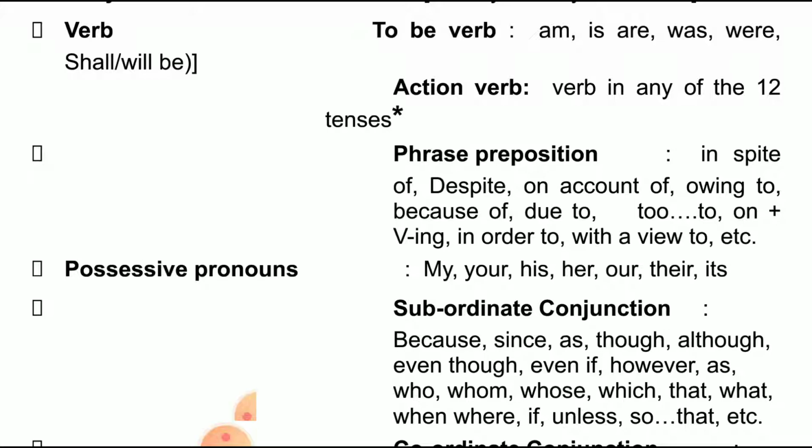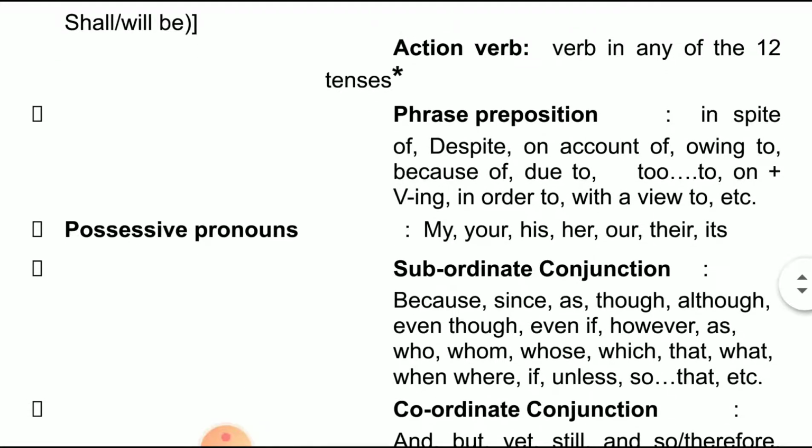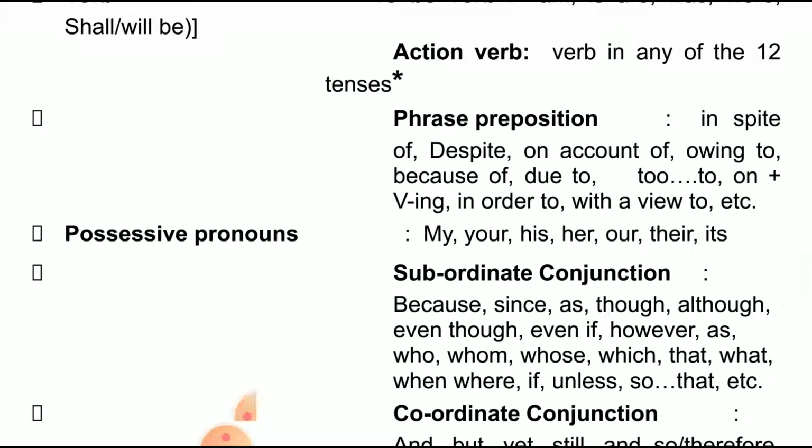Whereas action verbs are in 12 tenses. For example, I write novels, simple present tense. I wrote novels, simple past tense. I shall write novels, simple future tense. I am writing a novel is present continuous. I was writing a novel, past continuous. I shall be writing a novel is future continuous. I have written a novel is present perfect.